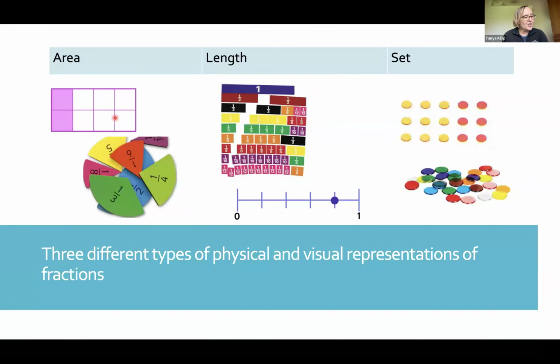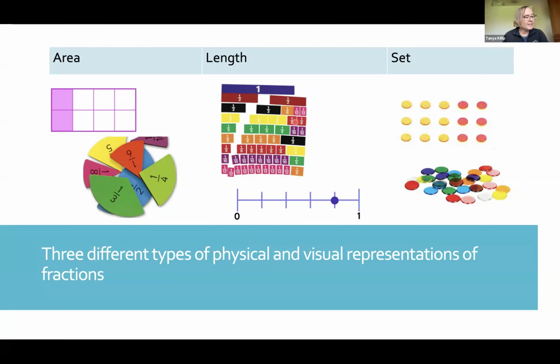So area representations naturally link to the part-whole interpretation of fractions, although they can relate to other fraction interpretations as well. The second type of representations are length representations, and these include fraction tiles, fraction walls, folded strips of paper, bar models, like in the Singapore method, and number lines. So these all obviously represent fractions with a single dimension of length. And so these models link well to the measurement interpretation of fractions, although they can relate to other interpretations as well.